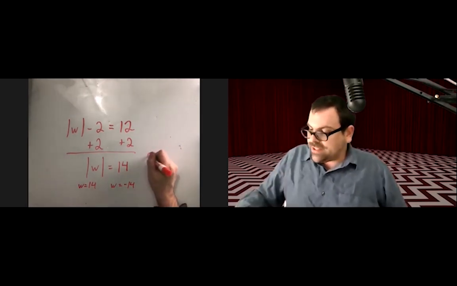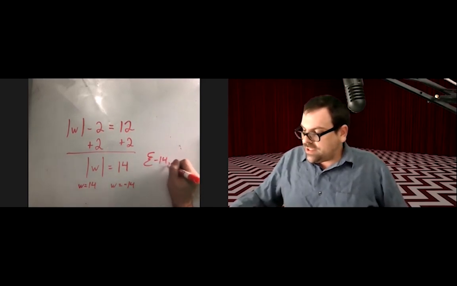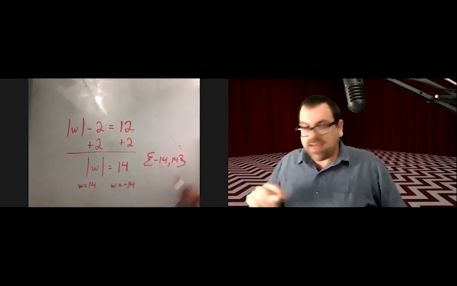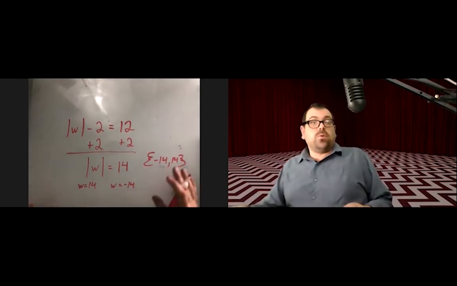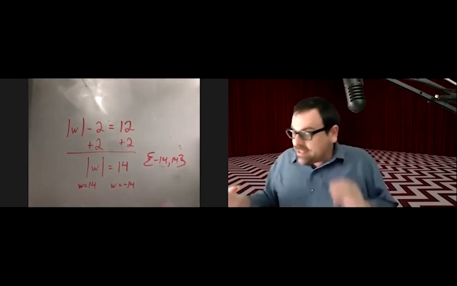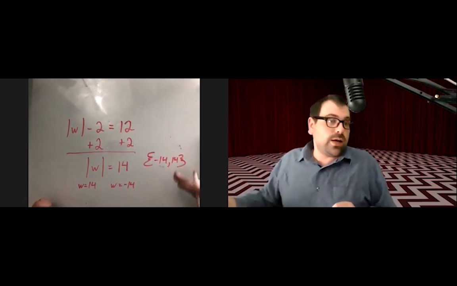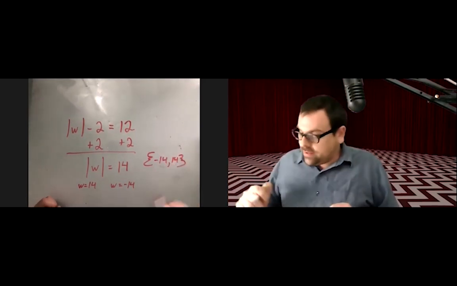As a solution set, we just take those two values and put them in a set. Remember, order doesn't matter. The only thing about a set is we wouldn't list the same thing twice. Once it's in the set, it is in the set.